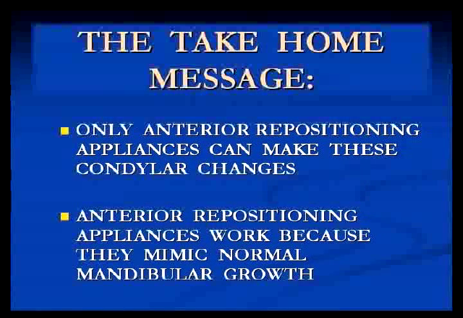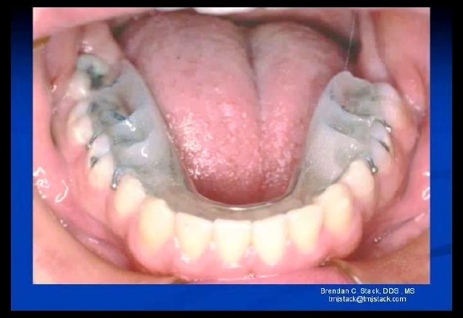The take-home message from this patient is that only anterior repositioning appliances are capable of making these changes, and they are capable because they mimic normal mandibular growth. This is the anterior repositioning appliance. This is normal mandibular growth where the weight of the mandible distracts it from the base of the skull, and it tends to grow back in the direction the arrows are pointing.